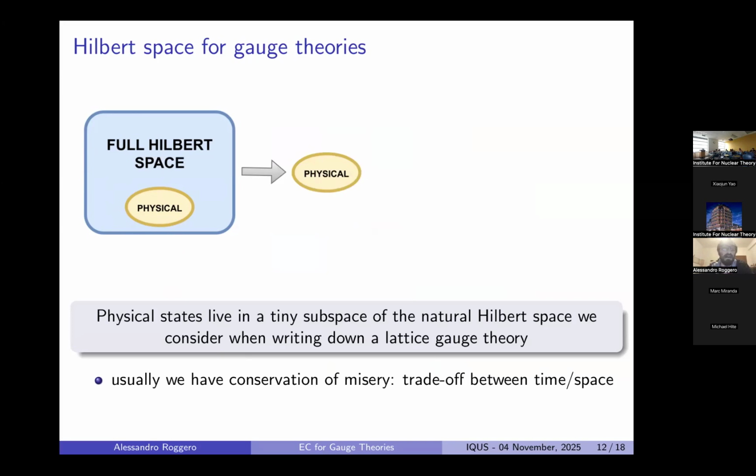There are methods that try to reduce this embedding. You can try to directly encode the gauge invariant states, maybe in a given sector, for instance, to save on space. But usually when you do this type of trick, there is a conservation of misery. What you win in space, you're probably going to lose in time. Sometimes you're lucky, but in general, that tends to happen.